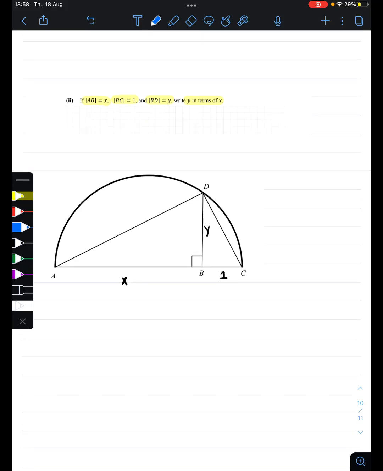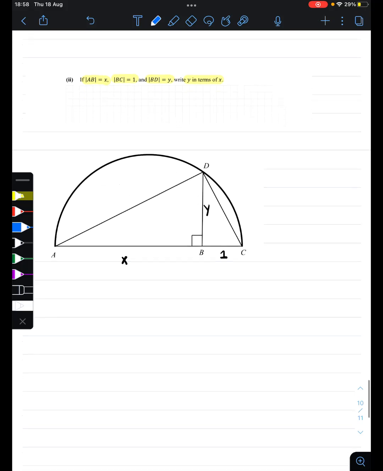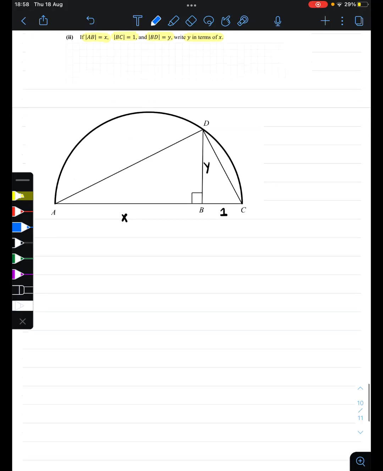What information do we have? We know that these triangles ADB and DBC are similar, and for similar triangles, their sides are in proportion. What do we mean by this?